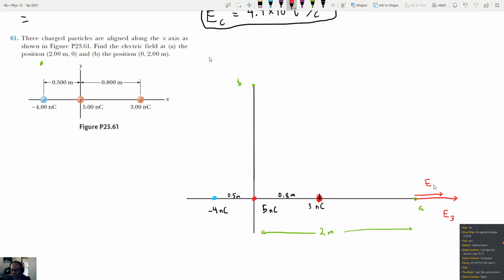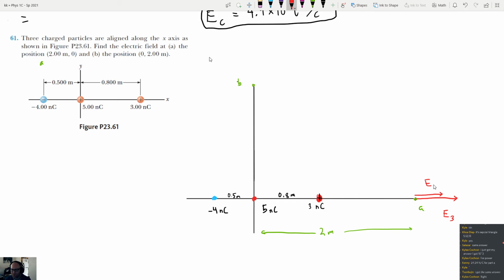For part A, the electric field at that point is going to be equal to the sum of the electric field of each of the other ones. So E3 plus E4 plus E5. In terms of components, they're all pointing in the same direction, so everything is going to have only an x direction component. So E3 is going to be given by this charge.